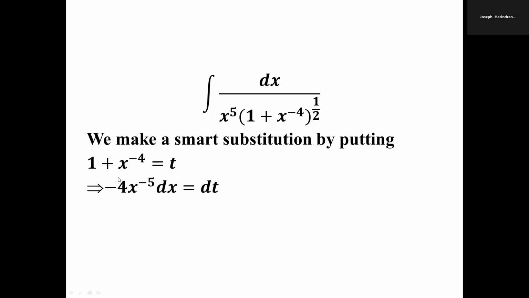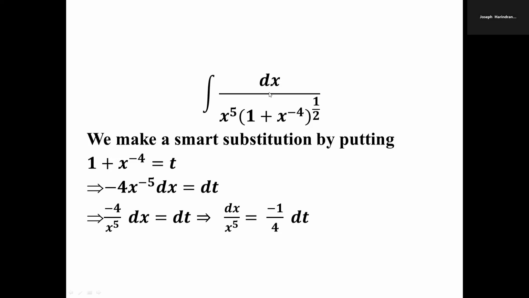Taking differentials on both sides, we get minus 4 x power minus 5 dx is equal to dt. Therefore, we will get minus 4 by x power 5 dx. Of course, x power 5, because we are using again the negative exponent, the reciprocal rule for the law of exponents. That is, negative exponent to positive exponent by using reciprocal here. We change it to minus 4 by x power 5 dx is equal to dt. Still, we can separate the variables right now. Here, dx by x power 5 is equal to minus 1 by 4 dt.